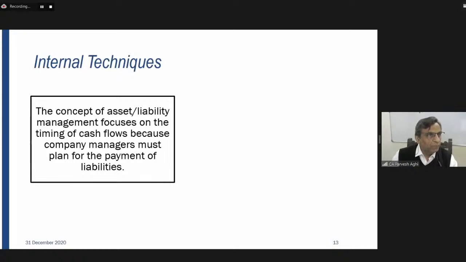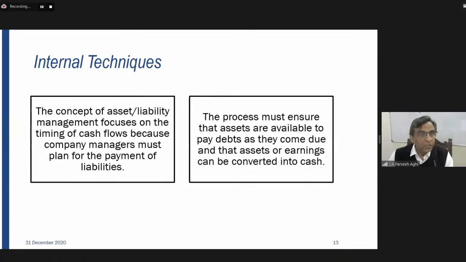Now this concept of asset and liability management focuses on the timings of cash flows, because the company managers must plan for the payment of liabilities. So most of the time, banks have to do it, and big corporates have to do it. The process must ensure that assets are available to pay debts as they come due, and that assets or earnings can be converted into cash.